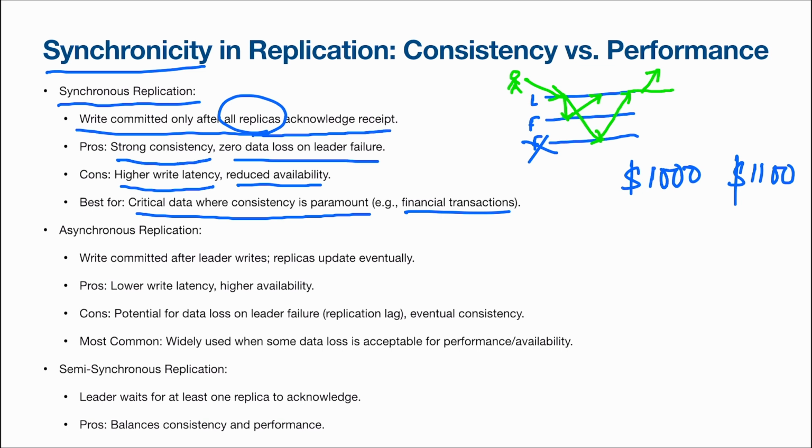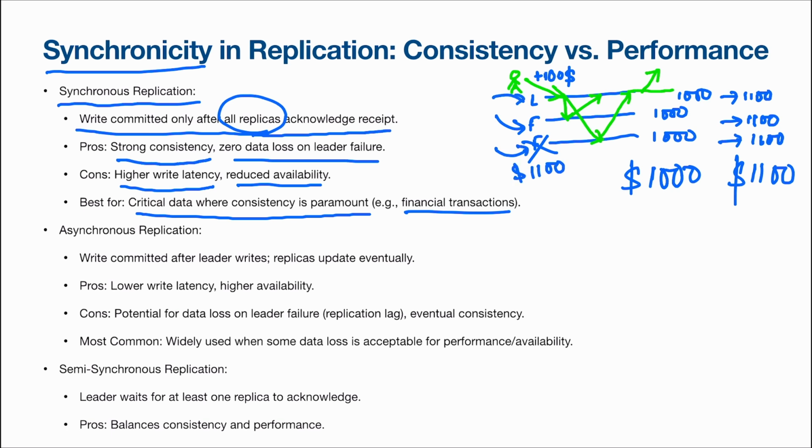So let's say there is a write which is plus $100 deposit, and all the databases has the record $1,000. So after $100, what should be the balance? It should be, of course, $1,100 everywhere, right? And because we make sure that the write is replicated everywhere, regardless of which copy of data we connect to, we will see $1,100 balance regardless. So yeah, that's a very big advantage of synchronous replication.